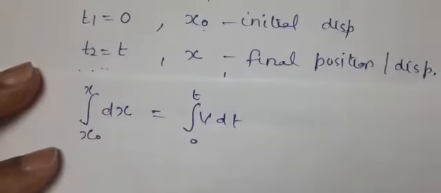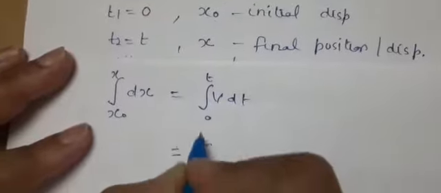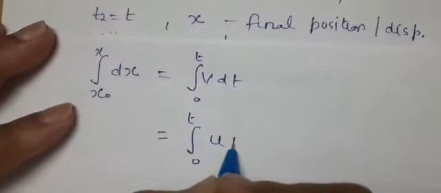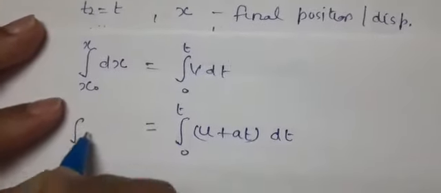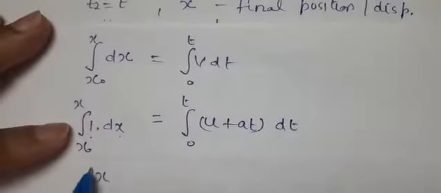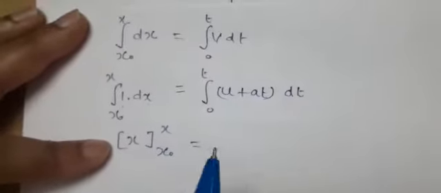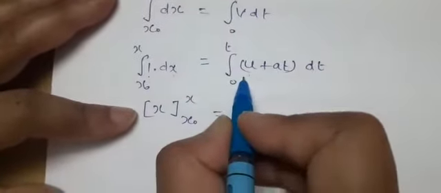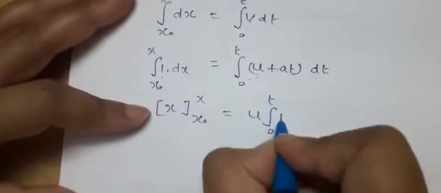Now before starting integration, what we have to do on the right hand side, as we know that v is equal to u plus at. So we will substitute the value from the previous equation. Then after this I can integrate the equation. As we know, integration of 1 with respect to x is x. So now integration is x within the limits. Again, we can integrate in a single step, or if you are getting confused, then you can do it in a separate step also.